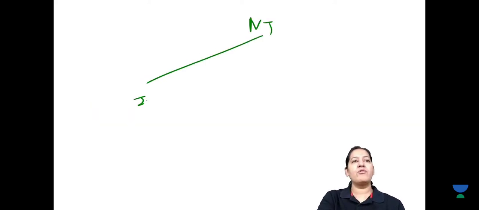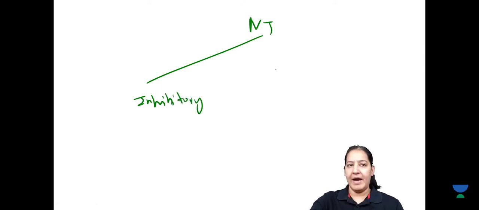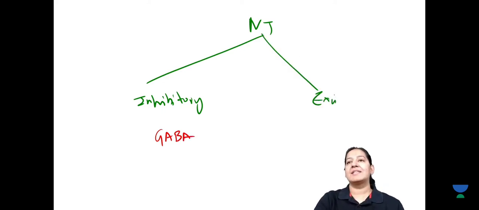Okay. So listen, there are two neurotransmitters. The first is the inhibitory neurotransmitter, that is GABA, as I have already told you. The second neurotransmitter is the excitatory neurotransmitter. The name of the excitatory neurotransmitter is glutamate.